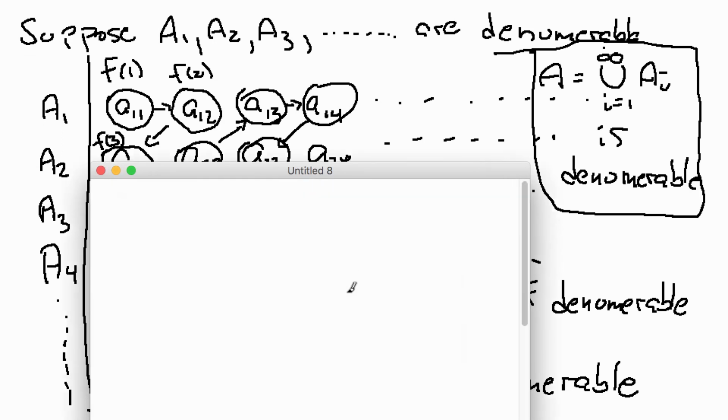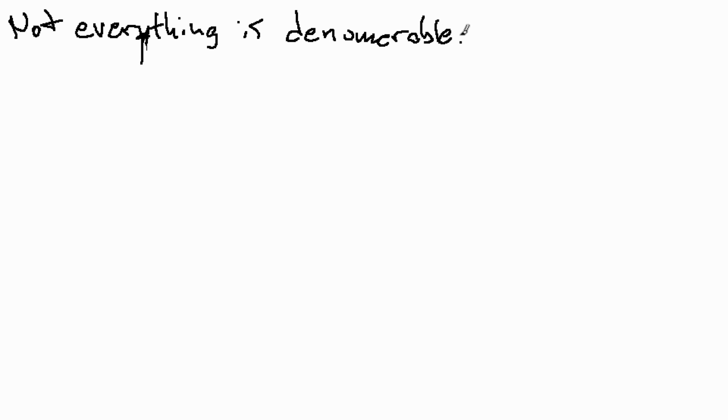Well, you might be getting the feeling that everything's denumerable, so it's time to show you something that isn't denumerable. Okay, not everything is denumerable. I'm having a little trouble with my pen here. Not everything is denumerable. Okay, and I'm going to give you an example right now. What I'm leading up to is I would like to show you that the real numbers are not denumerable.